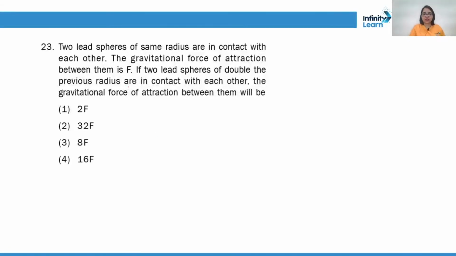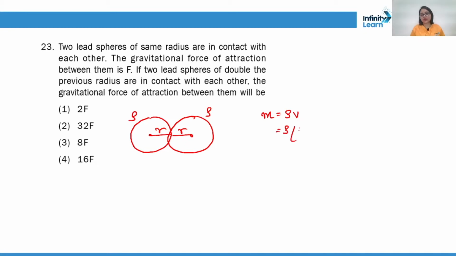Next is question number 23. Two lead spheres of same radius are in contact with each other. So we have two lead spheres of same radius r and r in contact with each other. So if material is same, density will be same. So mass can be written as density into volume, which is density into 4 by 3 pi r cube. Now we have two identical spheres, right? So mass of these two spheres will be same. Separation between their centers, capital R, is given as 2r.